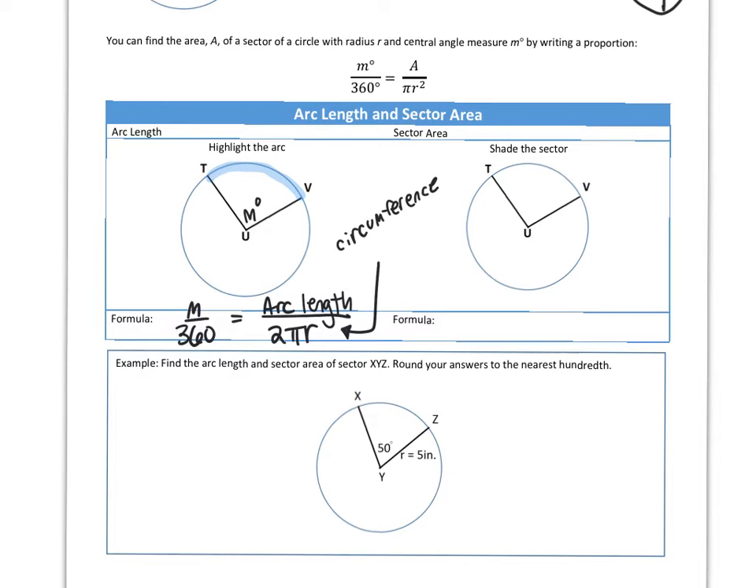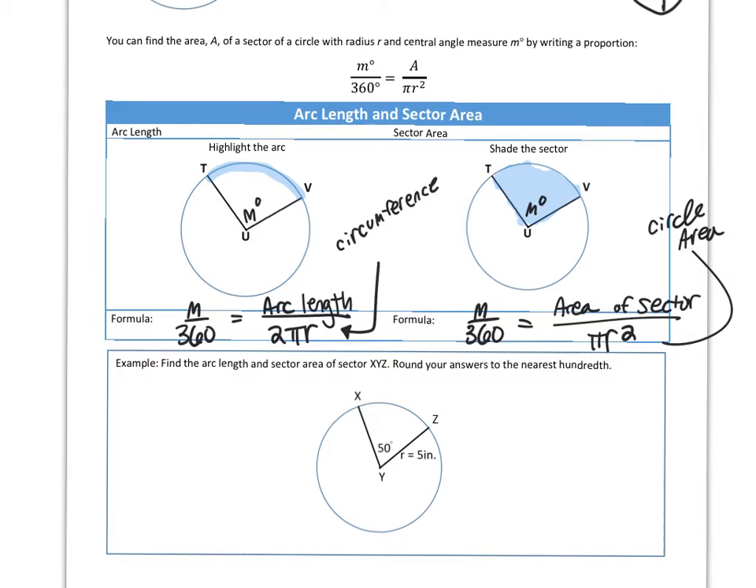We can use a similar process to find the area of a sector. So here I'm going to shade in the sector of this circle that's formed by this central angle. And my formula is going to be really similar. Once again, I'm going to have the measure of my central angle over 360 degrees in the total circle. But this time, I'm going to have the area of the sector over the area of the entire circle, which would be pi r squared. So those are the two formulas we need.